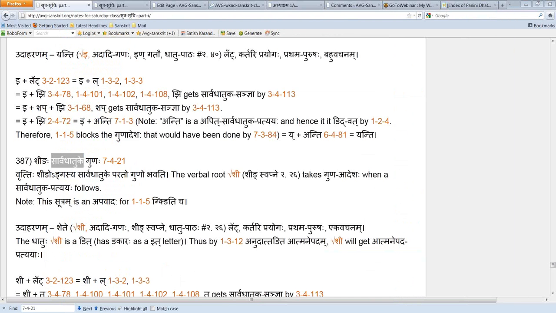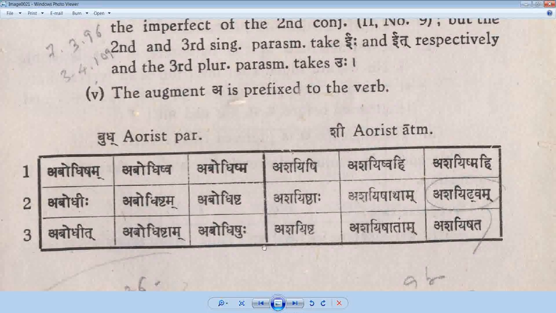Okay then. Otherwise, everything should be straightforward now. Basically, the ending ikara of shing will take the gunadesha by Sarvadhatukardhadhatukayoho. There's nothing really going to be stopping that, because there's no sutram ready to make the sich pratyaya a kit or nit.